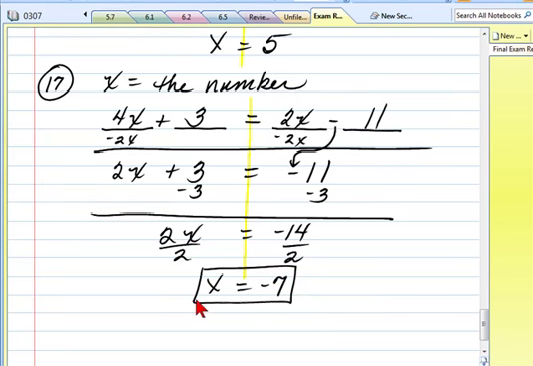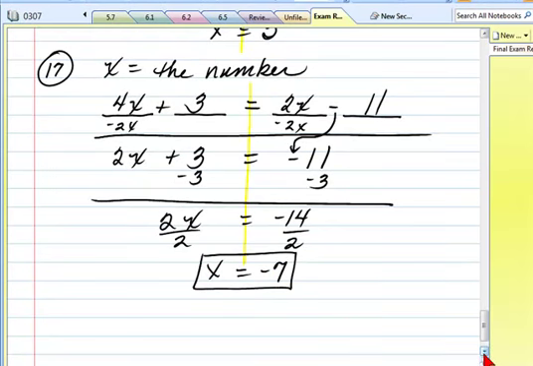If you get the translation right, the most common place for a mistake would be forgetting to carry down the negative sign with 11, and that would certainly change the answer. Questions? Okay.